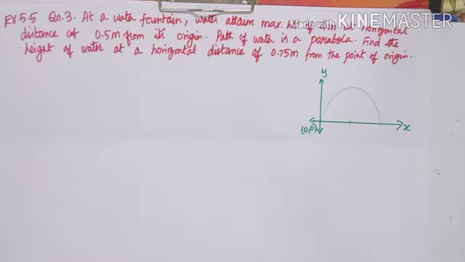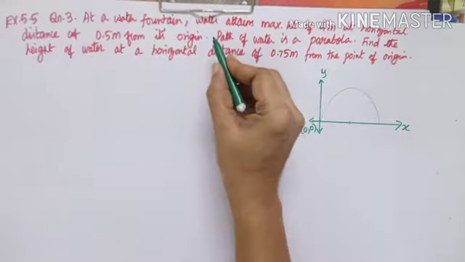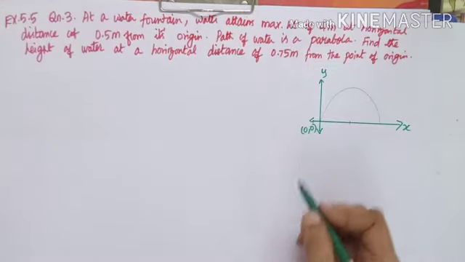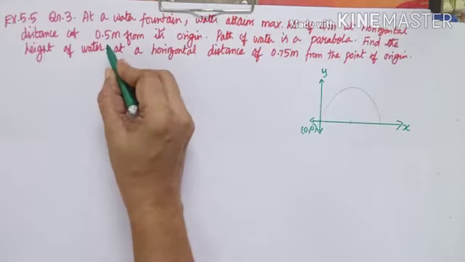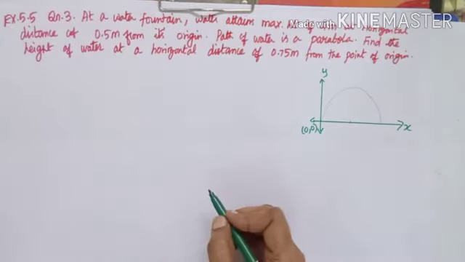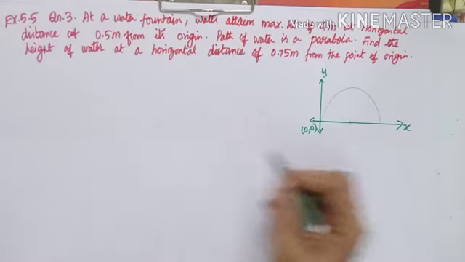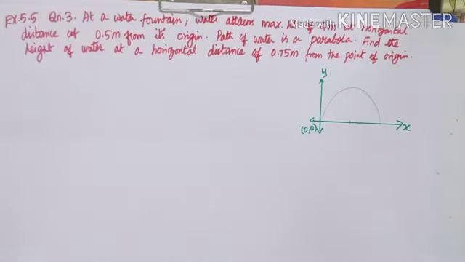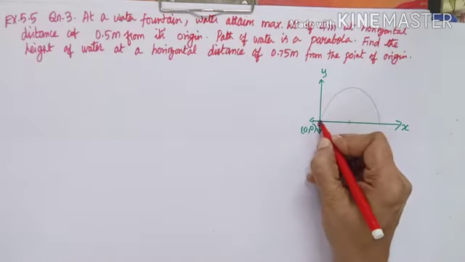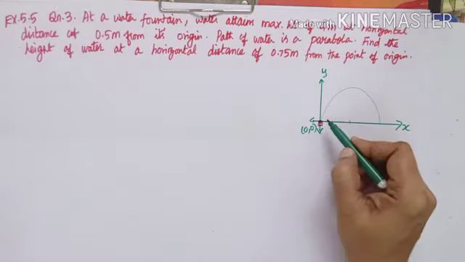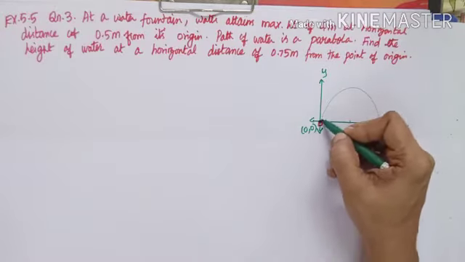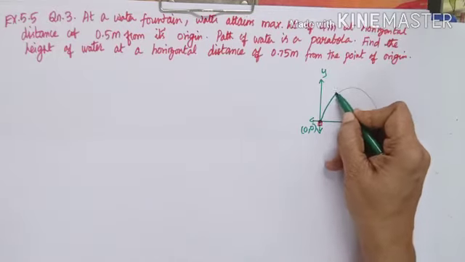Question number 3. At a water fountain, water attains a maximum height of 4 at a horizontal distance of 0.5 from its origin. As I read the problem, let me say the water fountain is here. This is the mouth of the water fountain. Treating this as the origin, from here the water goes on like a parabola.